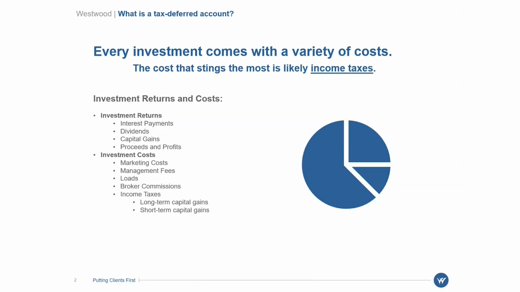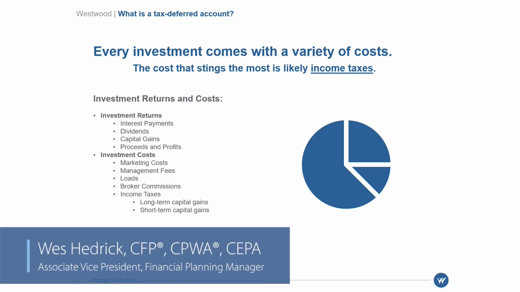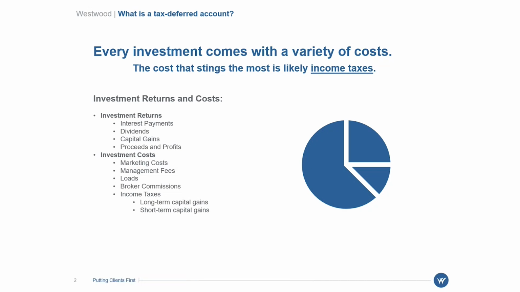So if you consider a long enough timeline, every investment is assumed to provide some amount of monetary gain or return to the investor, right? But every investment comes with a variety of costs as well. These costs can be in the form of marketing fees, management fees, mutual fund loads, and/or broker commissions. But the most prevalent cost, that probably stings the most, is income taxes in the form of long-term capital gains, short-term capital gains, or ordinary income.